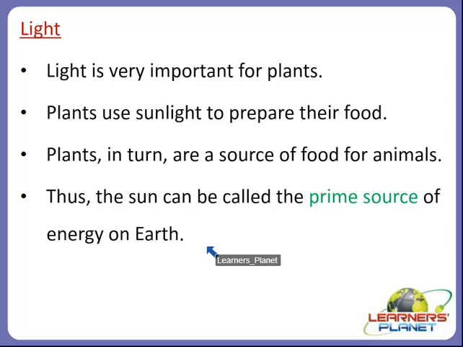Students, there are some points to be remembered that we should use sunlight as much as possible. We should avoid switching on lights during the day. If we want to study, we can place our study table next to the window and we can use natural light, that is sunlight, instead of lamp. So, basically, light is very important for plants as well as for us. That is why sun is called to be the prime source of energy on earth.